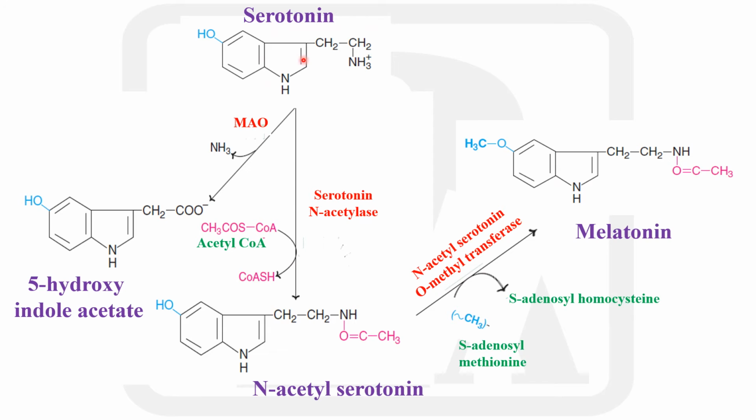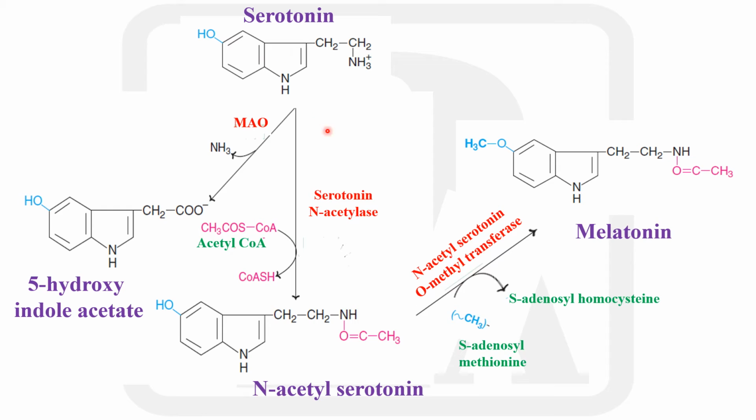Now we are going to see how serotonin is converted to melatonin. First, serotonin, with the help of the enzyme MAO, that is monoamine oxidase, loses its amine group as ammonia, and that CH2 is oxidized and converted to an acid part. This is called acetate, because CH3COOH is acetic acid. In the acetate, one H is replaced by indole. That's why it is indole acetate, and that indole has a hydroxy group at the 5th position. That's why it is called 5-hydroxy indole acetate.